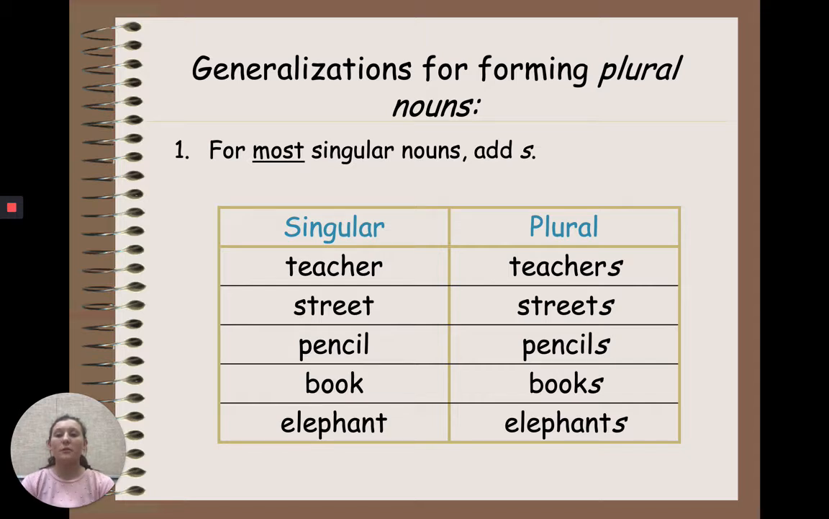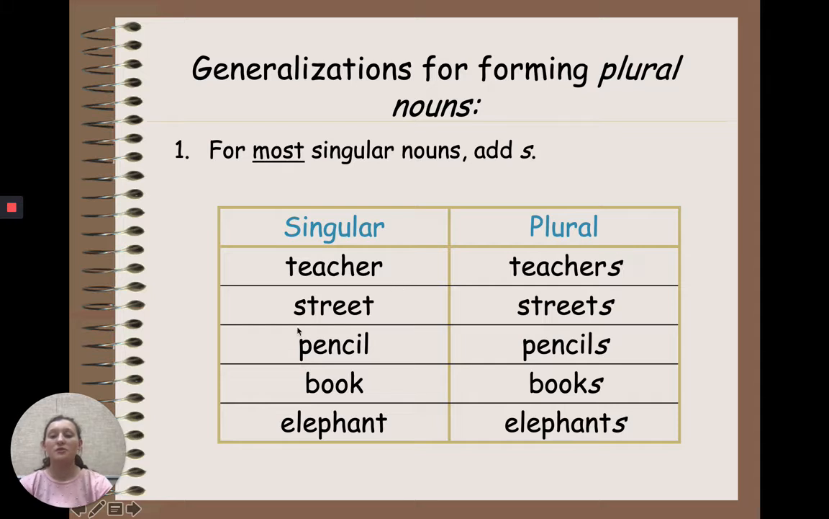All right, so we're going to talk about some generalizations for forming plural nouns. So for most singular nouns, we just add S to the end of the word. So our first one, we see teacher is singular because it's talking about one teacher. Plural would be teachers. All we do is we add an S on to the end.